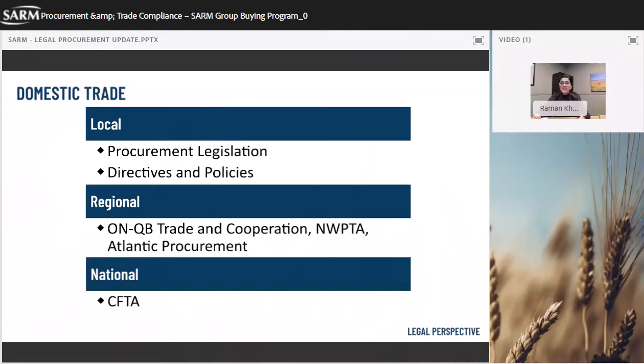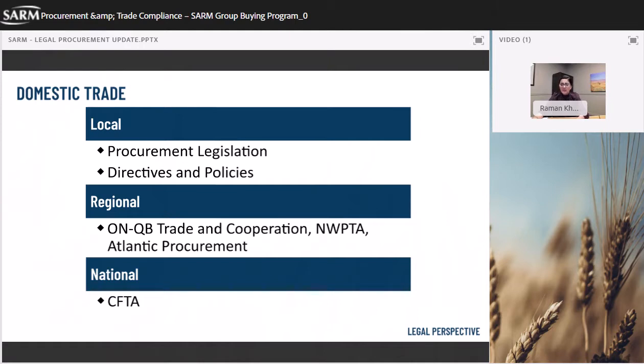Now, when we're looking at domestic trade in Canada, it is governed at various levels. There'll be local legislation, such as directives or policies within your municipalities that would provide guidance to municipalities on how to operate. There are regional agreements that set out various partnerships that seek to remove barriers to trade. The most relevant one for your interest would be the NWPTA. And then there's the national agreement, which is the Canadian Free Trade Agreement.